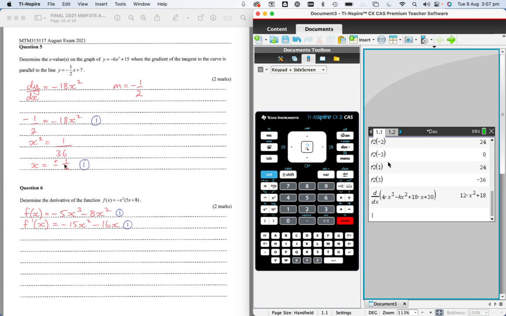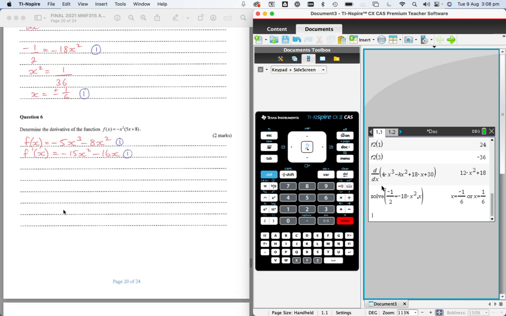Again, I think looking at these, it would be faster to do manually, but you could, if you wanted to, go to your old pal, the solver, and go -1/2 equals minus 18x squared with respect to x, and solve that, and you get x equals -1/6 and x equals 1/6. So those two solutions there. Notice it says x values, not points, which is why we only need to work out the x.